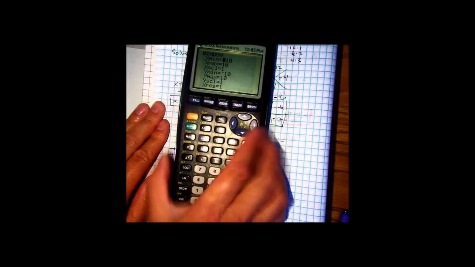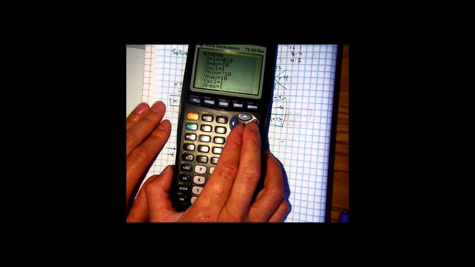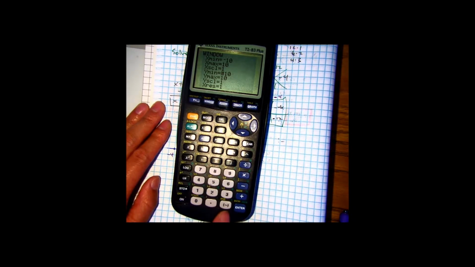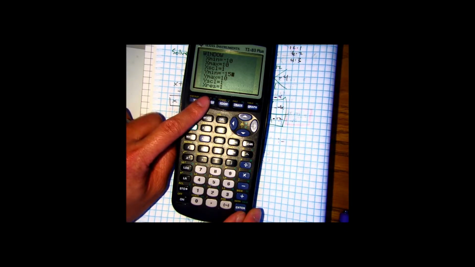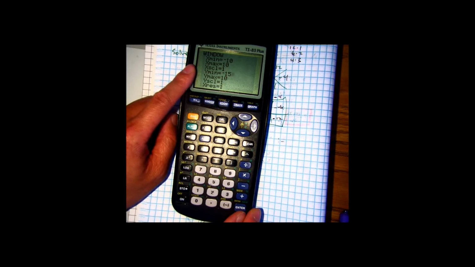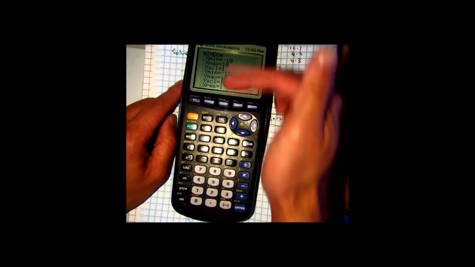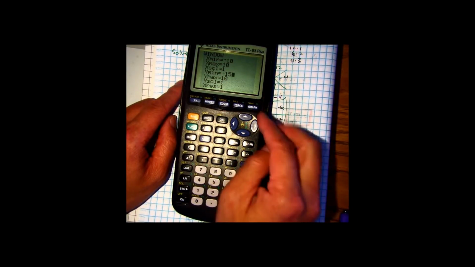So let's put in negative 15 for our y minimum. You are pressing the negative button, and I'm pressing 15 there. So I went to window. I'm changing the y minimum so that the parabola can be seen fully. So press graph.